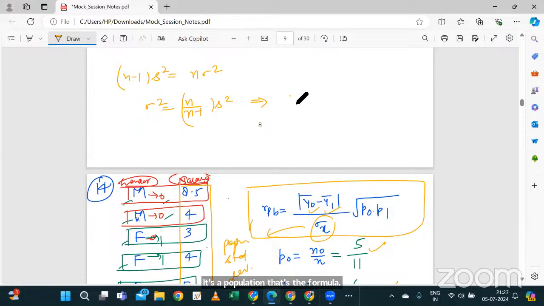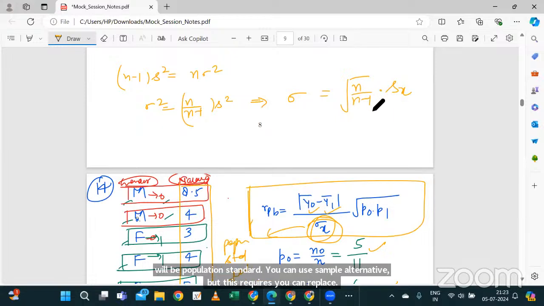Sir, in the question, are they asking for population or sample? Listen to me. If it is asking about population, we use this formula, and it will be population standard deviation. You can use sample standard deviation, but then you replace this sigma x with the square root of n minus 1 divided by n into s of x. Got your point, sir. Thank you, sir.